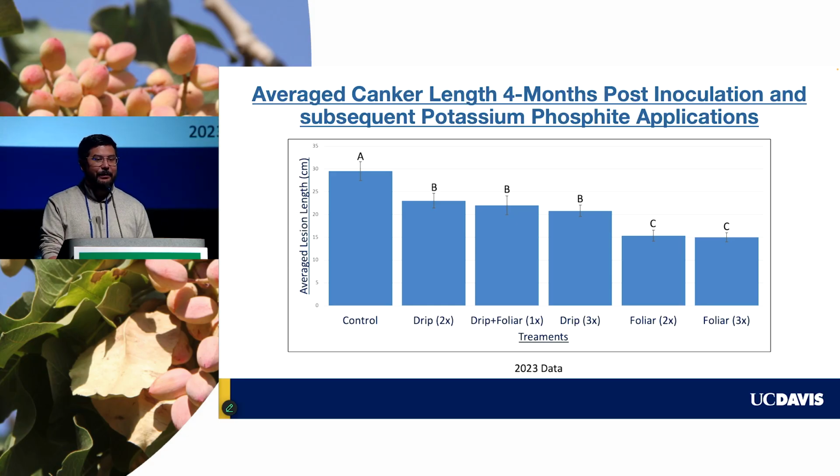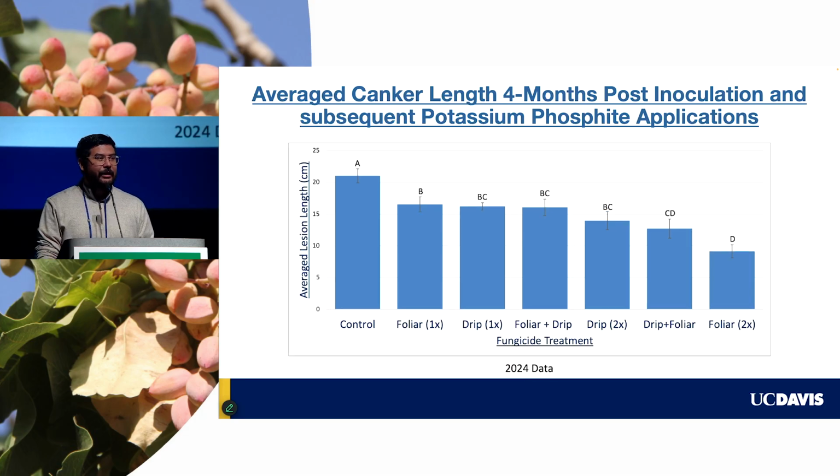So our first experiment, conducted in 2023, really showed that those foliar applications were highly effective at reducing the canker lesions relative to the control. And there wasn't really any difference seen between 3 applications or 2 applications. If we look at the drip line treatments, the chemigation treatments, there was also no difference in canker lesion when comparing 3 versus 2 treatments.